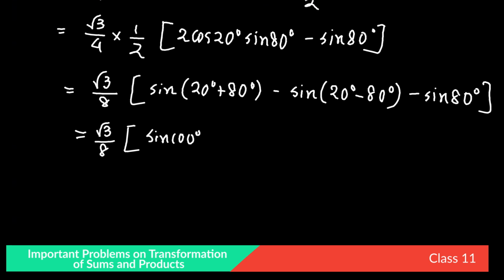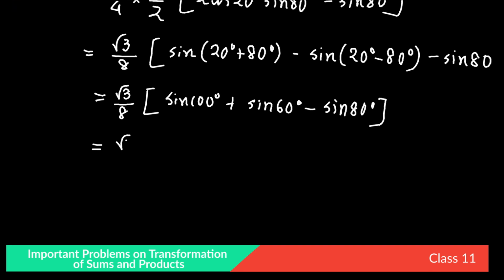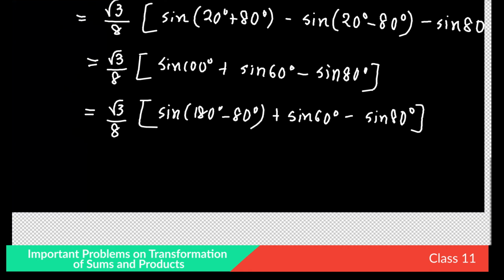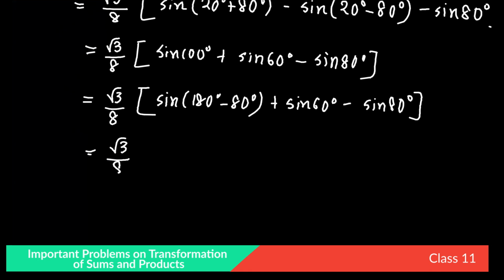So it is actually minus of sine of minus 60. So sine of minus 60 means minus sine 60. Minus minus plus. So it is plus sine 60 minus sine 80. Now it is root 3 by 8 into this. Sine 100 can be written in this form, that is sine of 180 minus 80, plus sine 60 minus sine 80. Okay, so it is root 3 by 8.